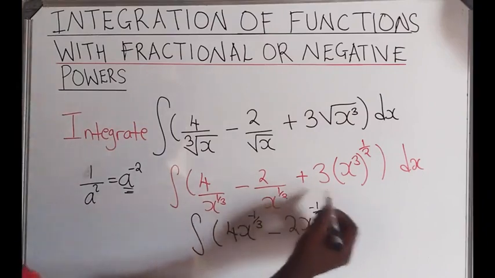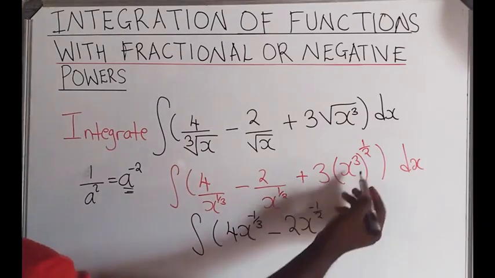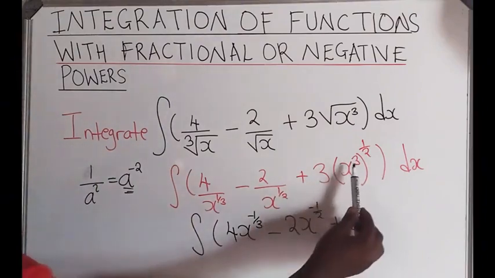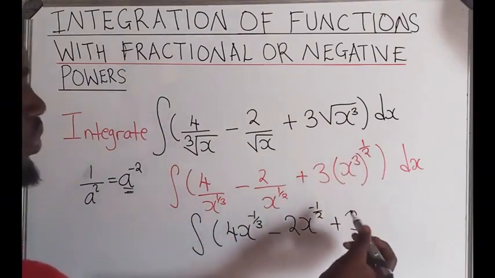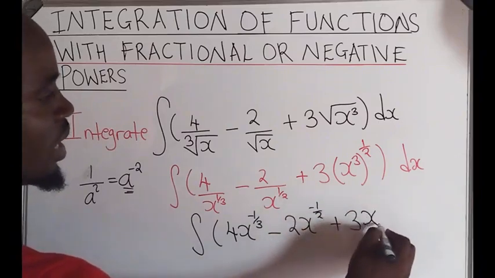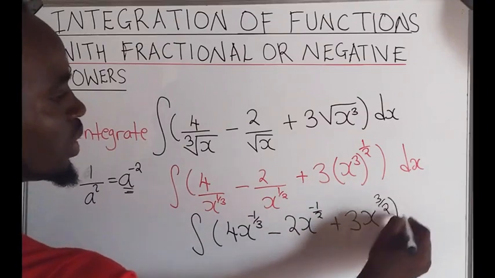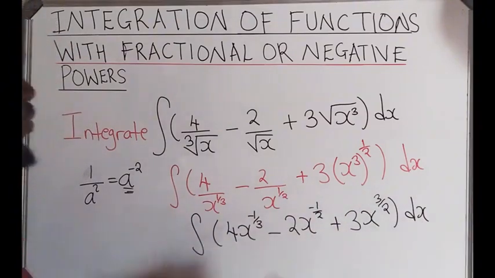So we are done here. Plus, we just write 3. So this is a power of a power. We apply the same law of indices where we multiply the 3 times the 1 over 3, which will give us 3x raised to the power 3 over 2, dx.